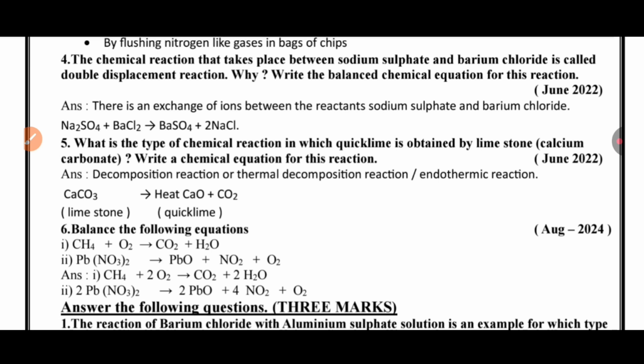Next question. What is the type of chemical reaction in which quick lime is obtained from limestone? Write the chemical equation for this reaction. So decomposition reaction or thermal decomposition reaction or endothermic reaction is the correct answer. CaCO3 when heated gives CaO plus CO2. So by heating, limestone can be converted into quicklime.